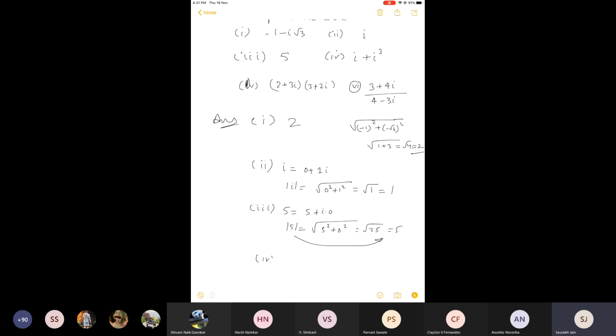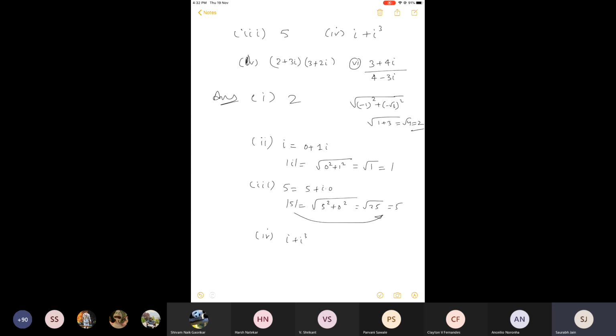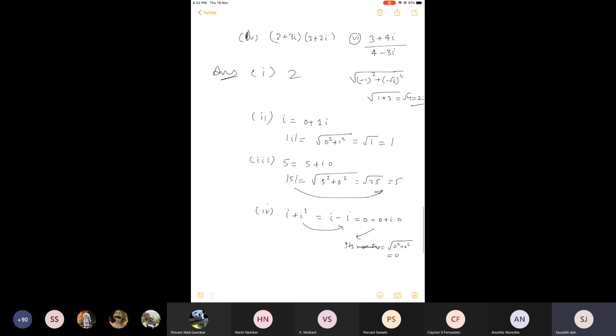Now what about the fourth one? 0. Yes, correct. Why? Because you need to use the values of iota cube. And iota cube is minus iota, right? So this will become 0, or we can write it as 0 plus iota 0. So its modulus, both the parts are 0. That is, real part and imaginary part are 0. So this will come out to be 0 overall, right? So yes, correct. Good. Now last two parts.